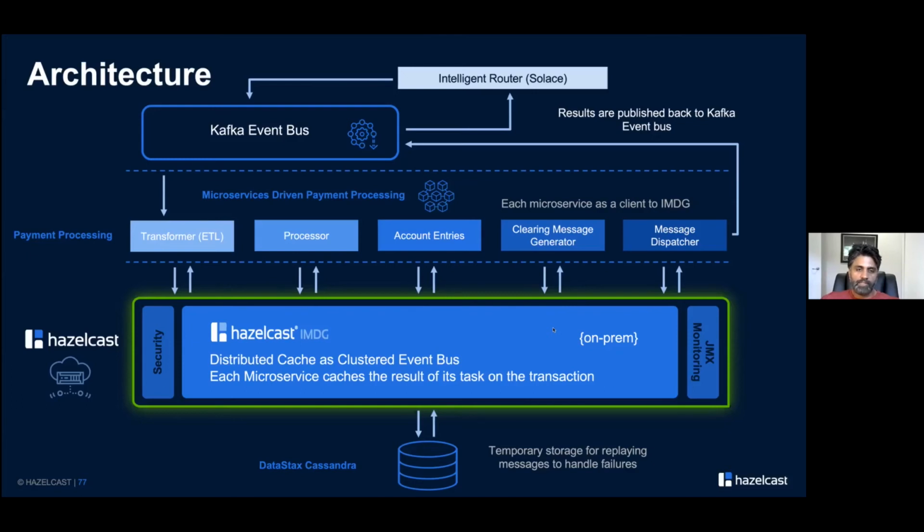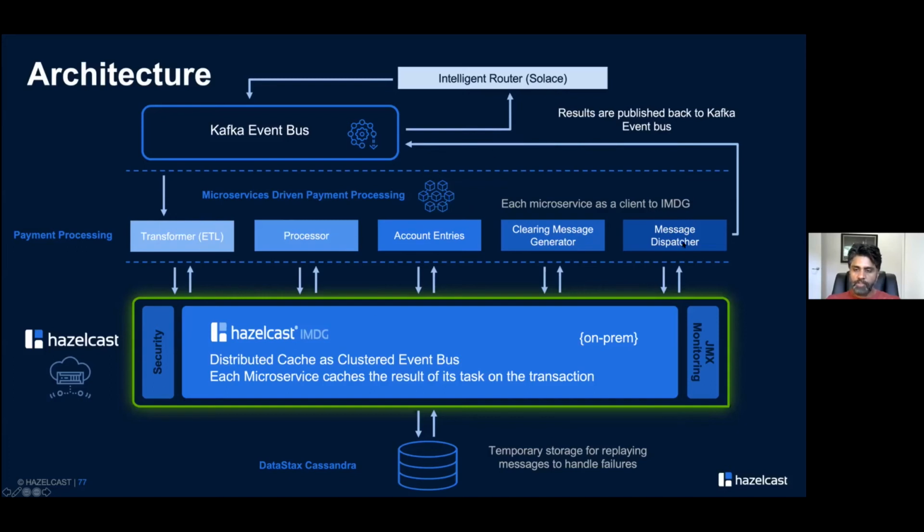Kafka brings that transaction into the Hazelcast system, where they have different microservices running together. As soon as the transaction comes in, it is picked up by the first microservice, whose task is to transform the transaction. Then several other microservices run in parallel, and the transaction has to go through all of them. Once the output is produced, it is dispatched back onto Kafka and taken back into the backend system.